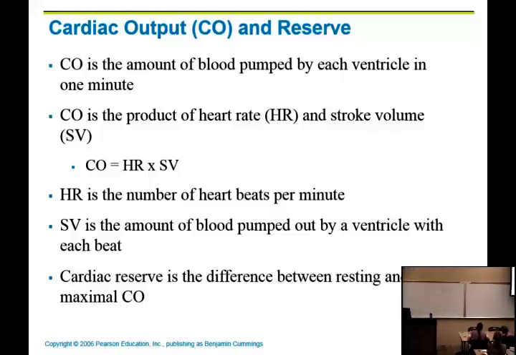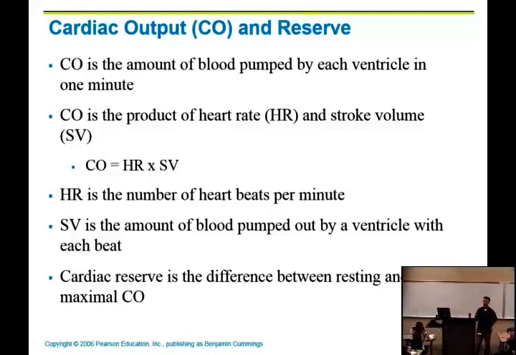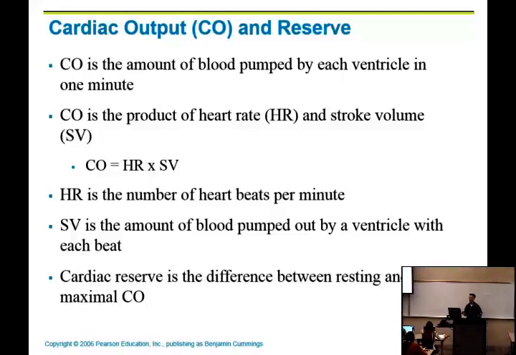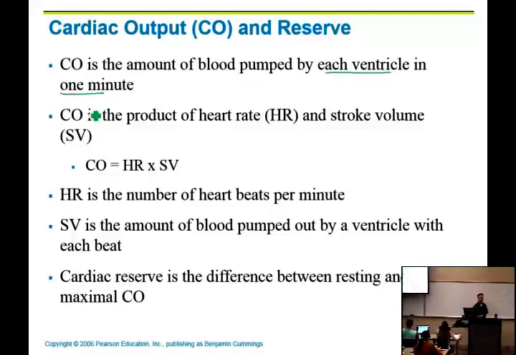Okay? This is not chemistry class. This is not carbon monoxide. Okay? CO, when we're referring to the cardiovascular system, is cardiac output. It's our calculation of how well this heart is doing its job in terms of putting blood to the body or putting it to the lungs. Now, generally, cardiac output, like we said, is the amount of blood pumped by each ventricle in 1 minute. You could say 1 second. You could say 1 hour. Generally, they agree it's 1 minute.